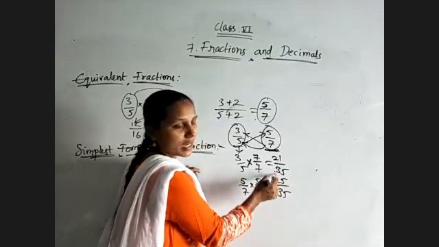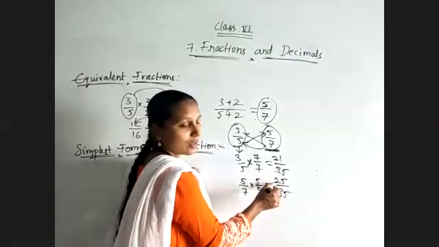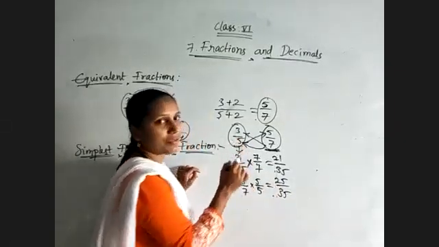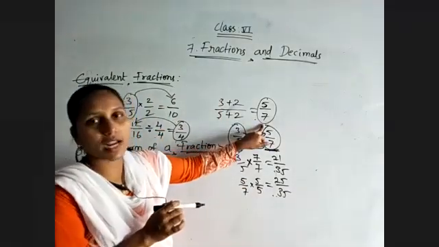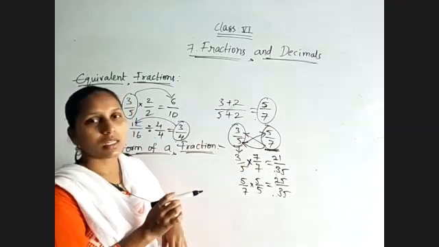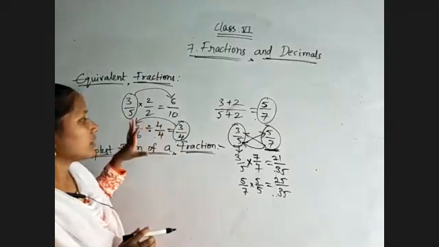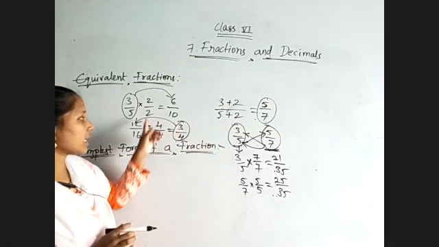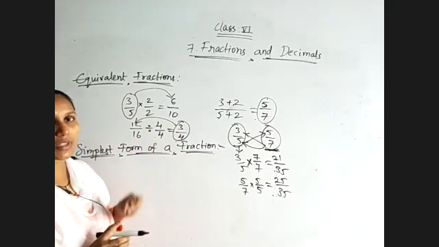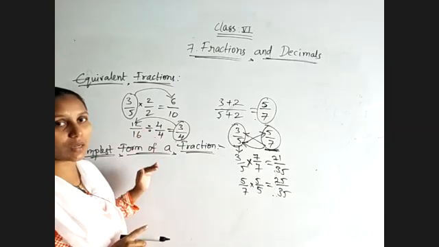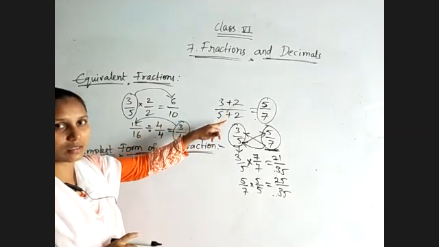Now both are like fractions. Which fraction is more now? 21 is lesser than 25. So 5 by 7 is more than 3 by 5. So if you add the same number to the numerator and denominator, the resulting fraction is always greater than the actual fraction. Okay, remember this point also. But equivalent fractions are obtained by multiplying or dividing the numerator and denominator with the same number. If you are adding, that is not an equivalent fraction.